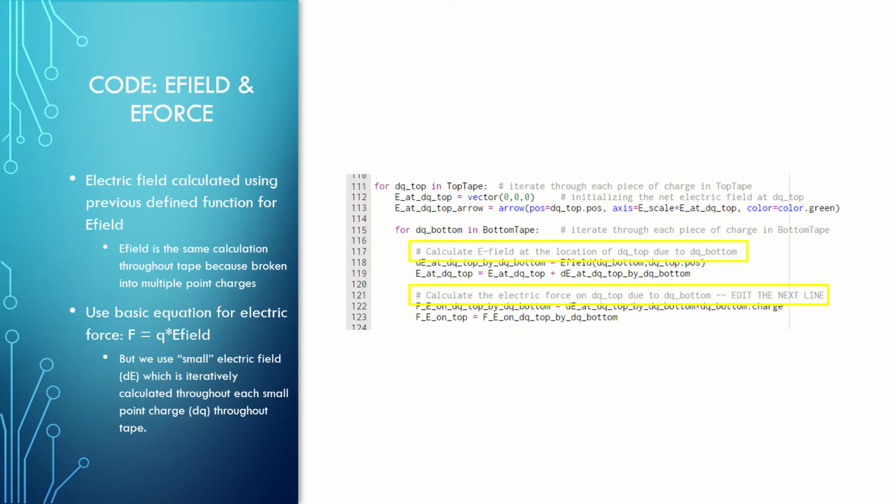So, electric field and electric force. In my code, you can see where I highlighted that we're calculating electric field at the location of the smaller charge at the top of the tape due to the small charge at the bottom. And in there, we're using my definition for electric field. We do this iteratively because the tape is broken down into multiple point charges. Once we've done that, we're able to use the force equation and plug in this calculated electric field to calculate the force.